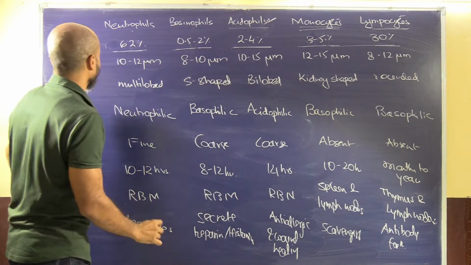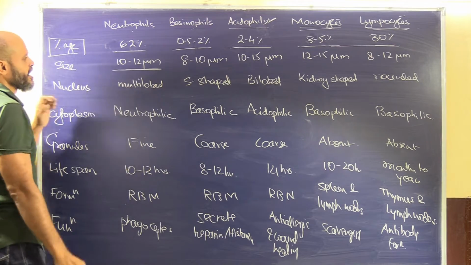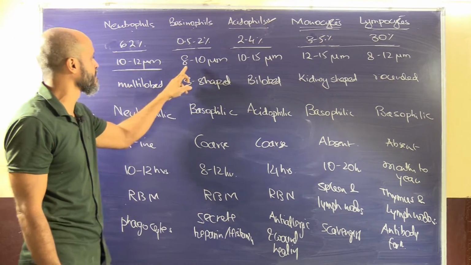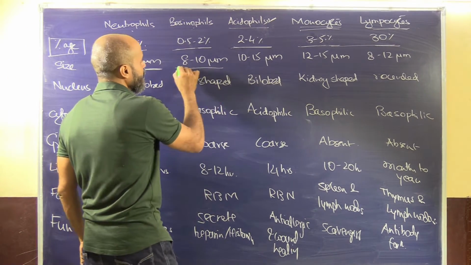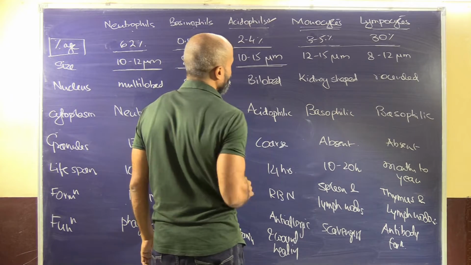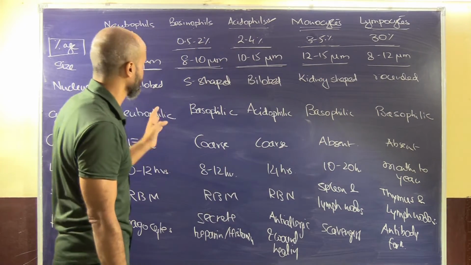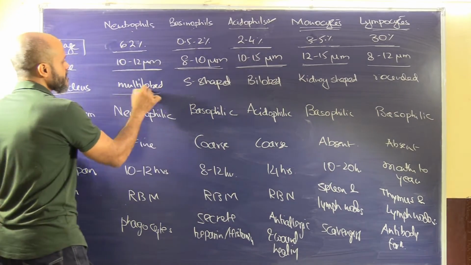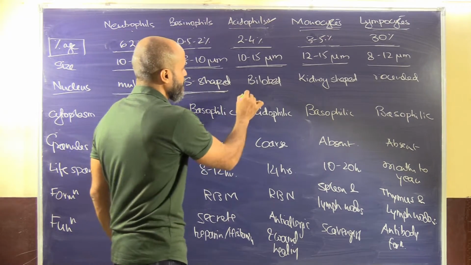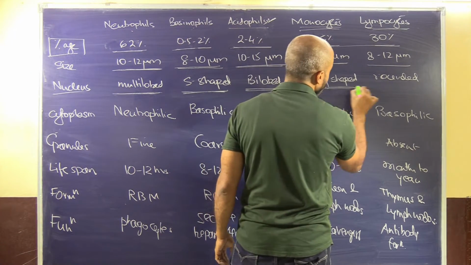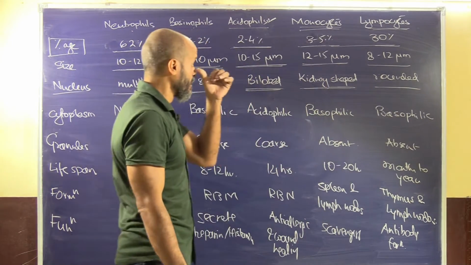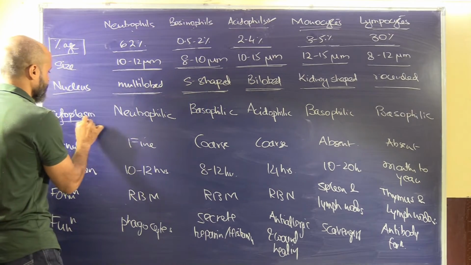Now we have size. Their sizes are anywhere between 10 to 12 micrometers, 8 to 10 micrometers, 10 to 15 micrometers, 12 to 15 micrometers, and 8 to 12 micrometers. The different sizes we have. Nucleus: this is multi-lobed, this is S-shaped, this is bilobed, this is kidney shaped, and this is rounded. So these are basically basic differences.